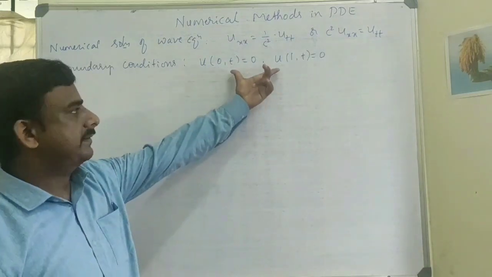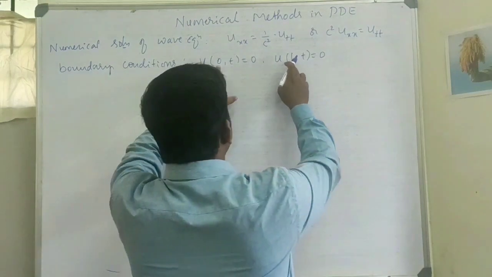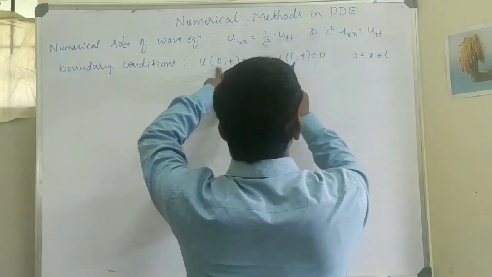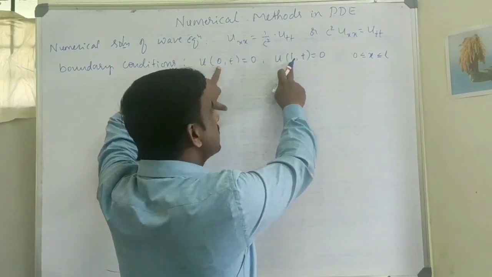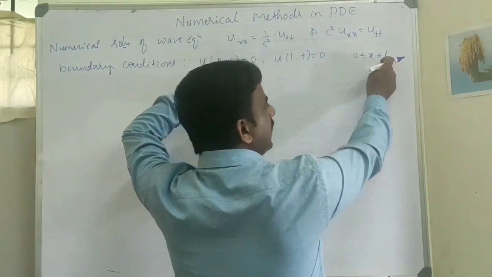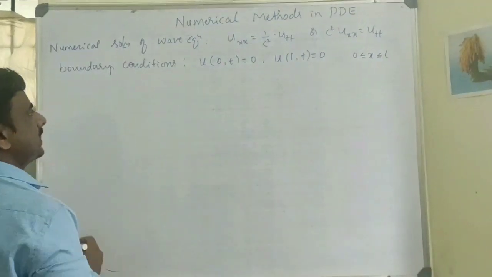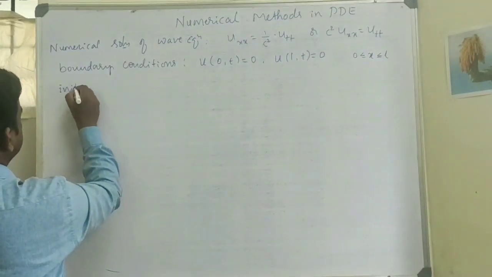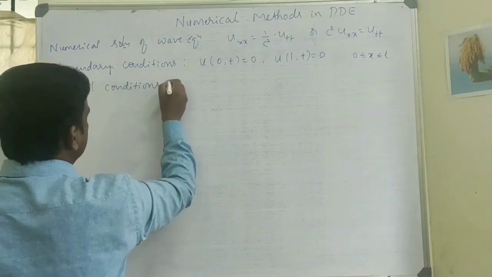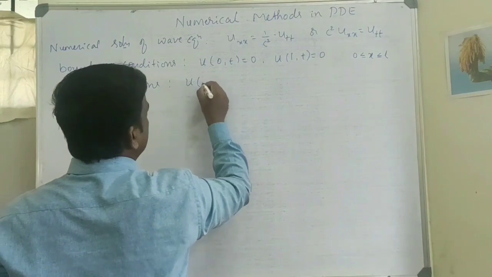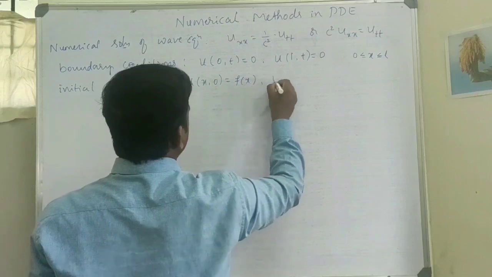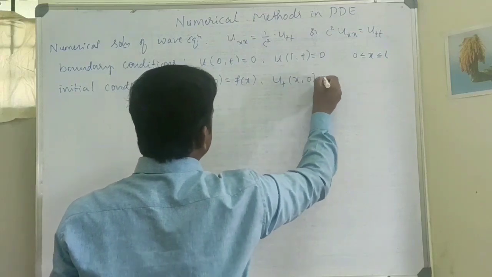If this is given, then you can observe that x varies between these 2 points. This will be the lower limit of x and this point will be whatever you get at this position, that will be the upper limit for x. Next, initial conditions. This will also be given. Initial conditions: u of x comma 0 equal to f of x and u t of x comma 0 equal to 0.